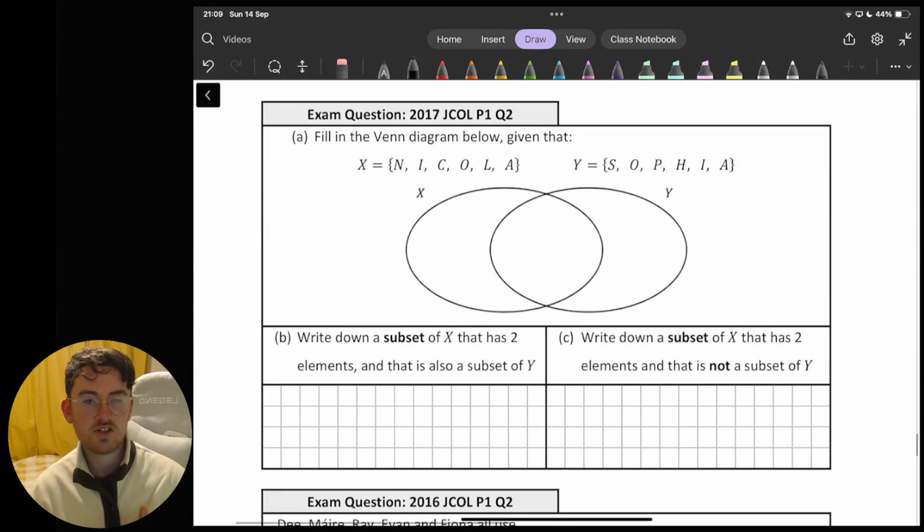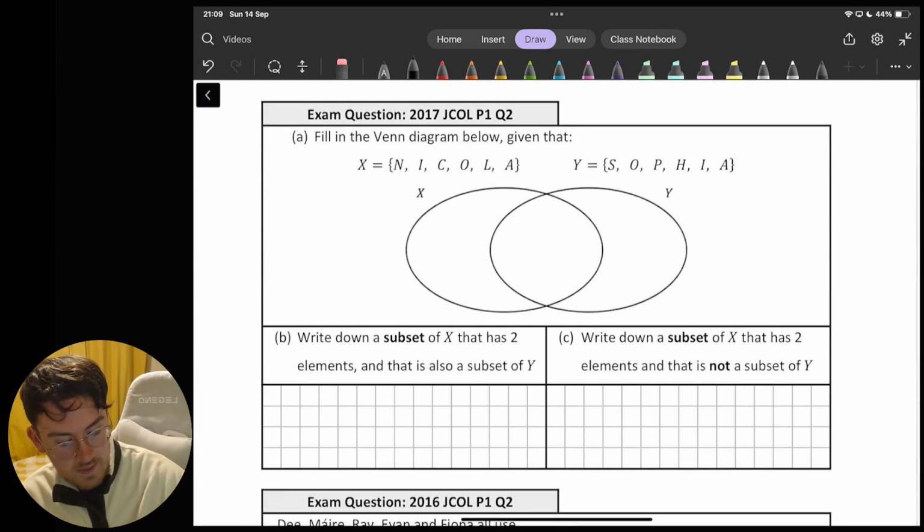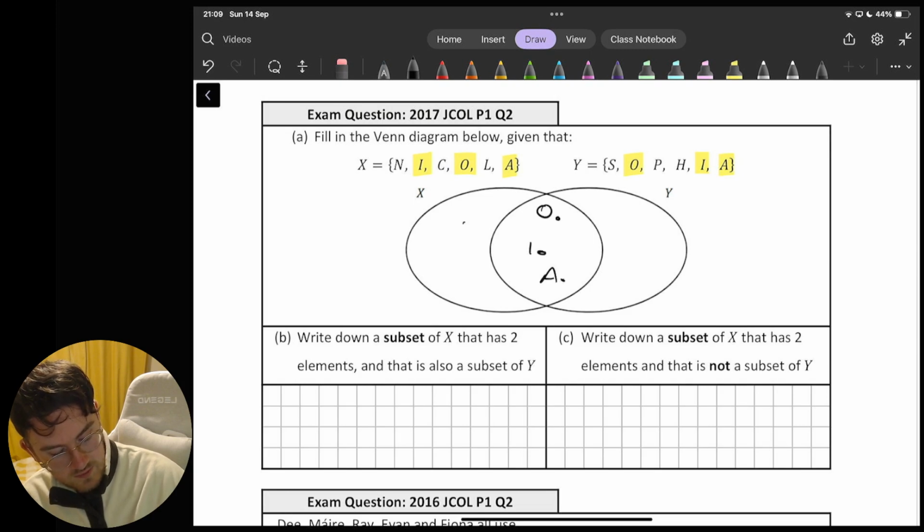Let's look at the last 2 questions here. This question asks us to fill out the diagram first again. So same idea again. Let's start with what's in the center. So what do they have in common? They each have O, I, and A. We then fill out the extra parts. There's actually no universal set for this question at all. So we're getting off a little easier.